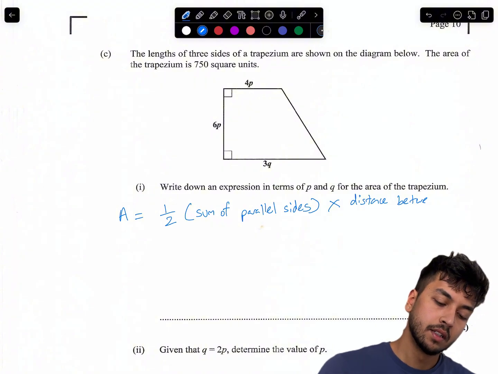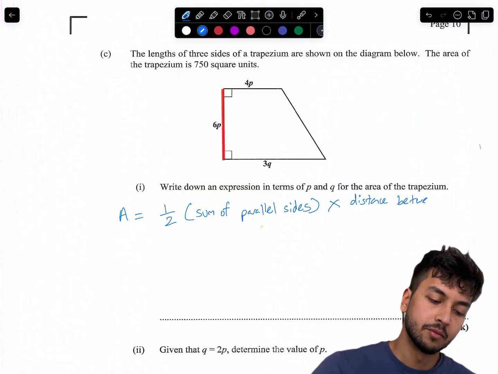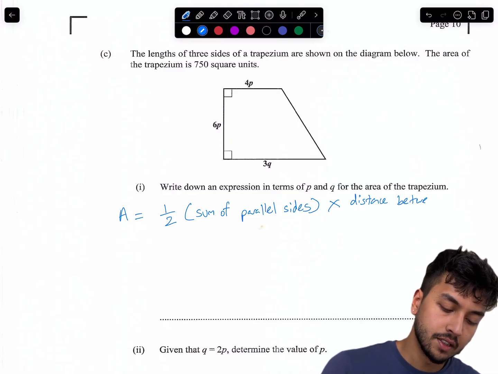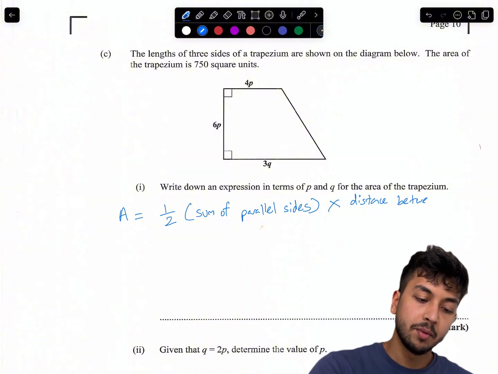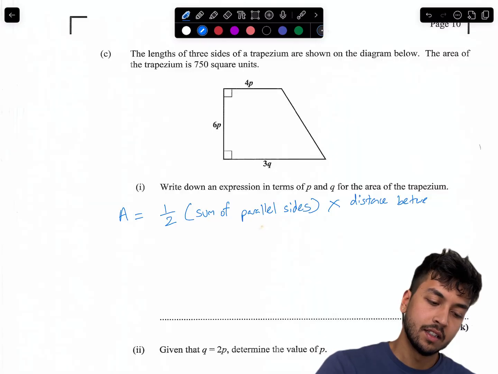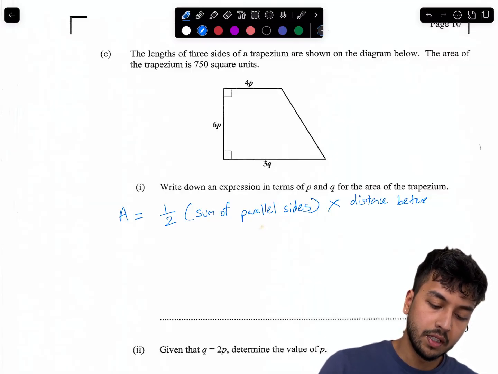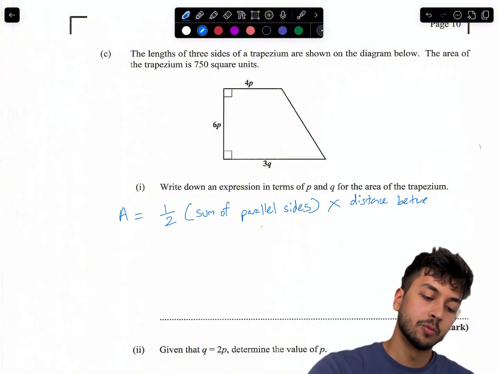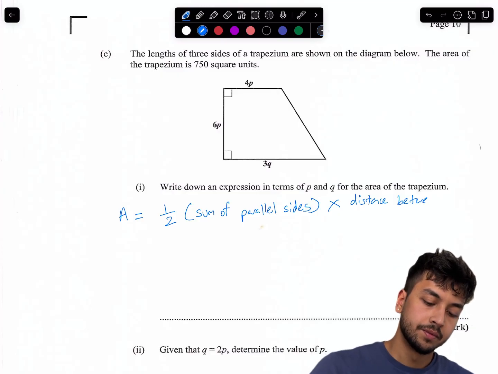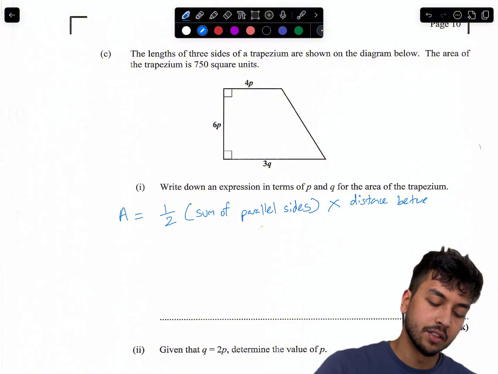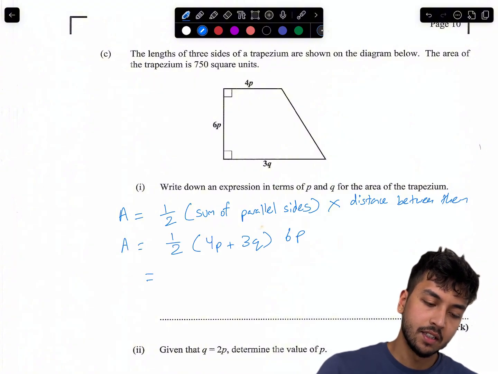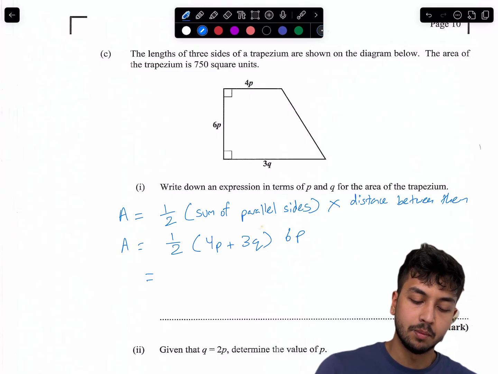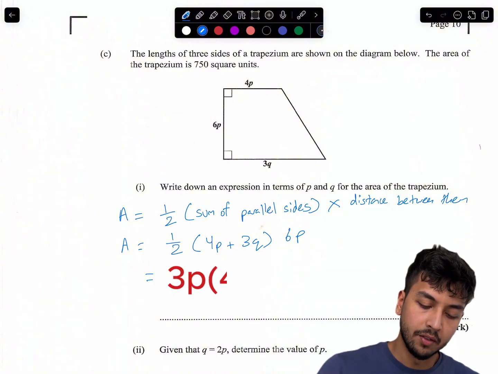So in this case, these would be the 2 parallel sides, and this is the distance between them, right? So the area is 1/2 times the sum of the parallel sides, the sum of this side and this side. So that's 1/2 times 4p, that's one side, and 3q is the other side, multiplied by the distance between them, which is 6p, right? And then you could even simplify it, because it's this times this times this. So that'll be 3p, because a half times 6p would give you 3p, multiplied by 4p plus 3q.